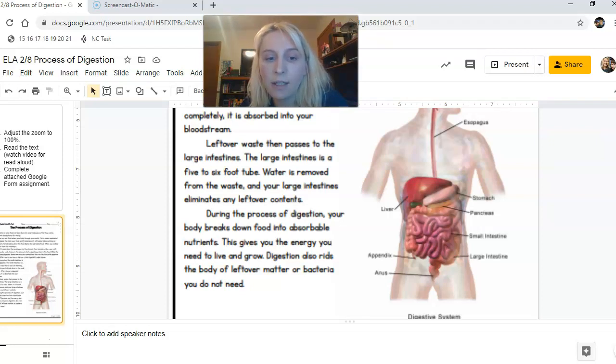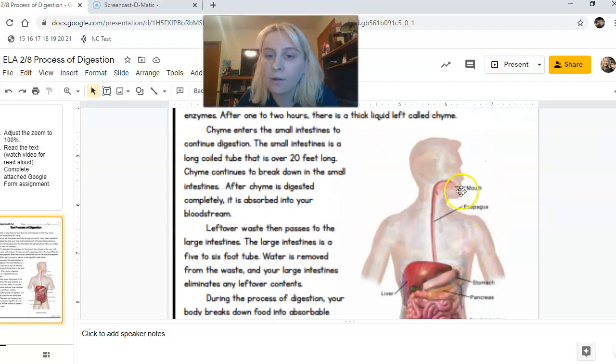This gives you the energy you need to live and grow. Digestion also rids the body of leftover matter or bacteria you do not need. So just to recap really quick, when you eat, it goes into your mouth. You chew it up into this nice gunky stuff. And when you're ready to swallow that bolus, it goes down your esophagus and into your stomach.